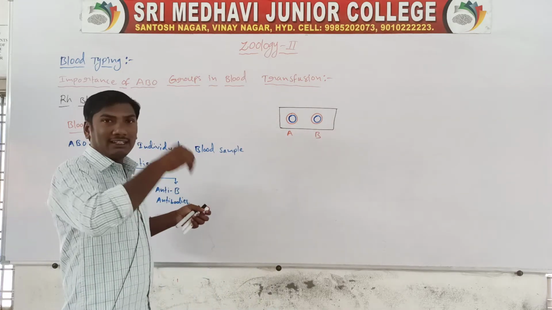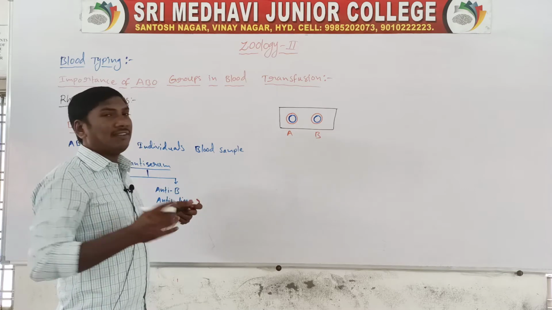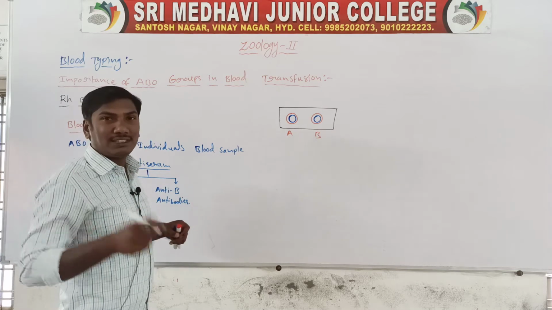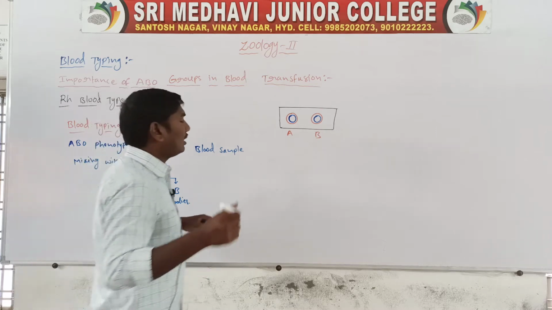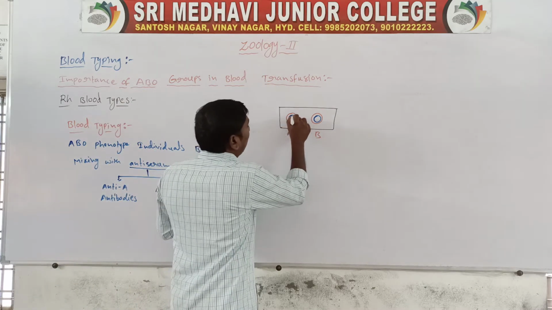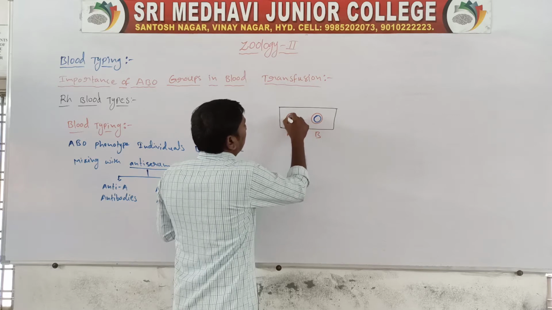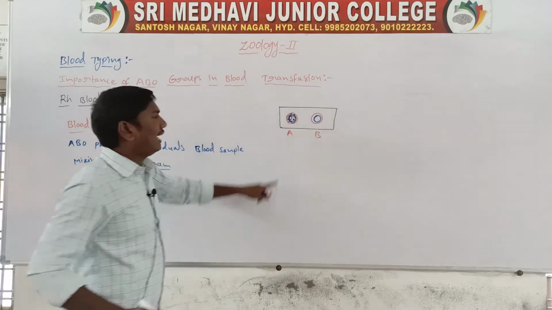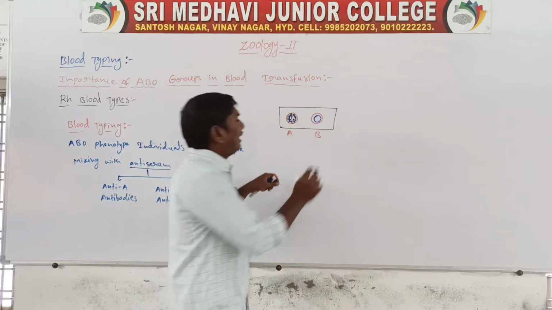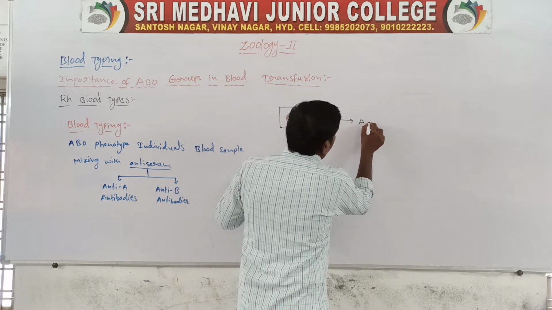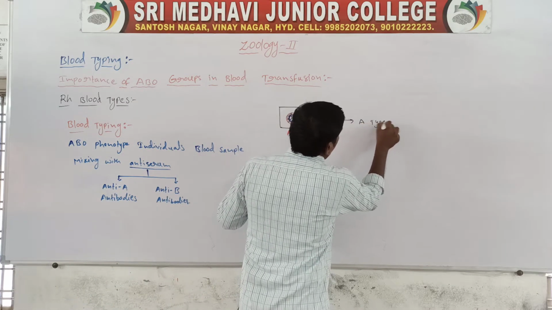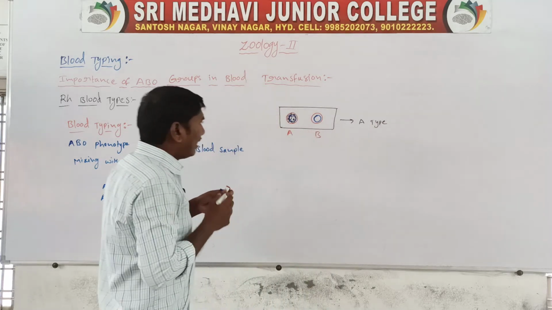After adding the anti-serum, clumping, that is clotting, forms only in the A sample, which was mixed with anti-A. So this is blood group A type. Next step.